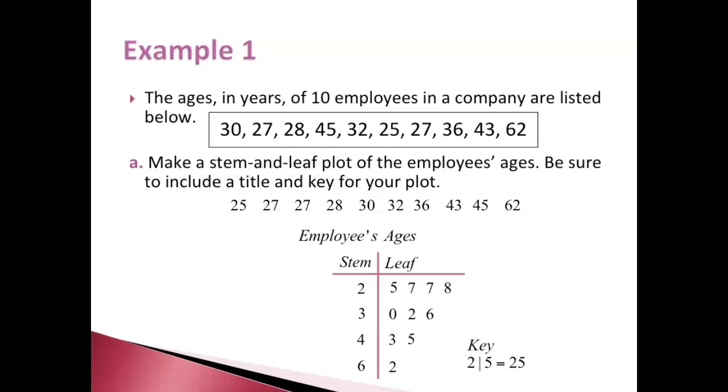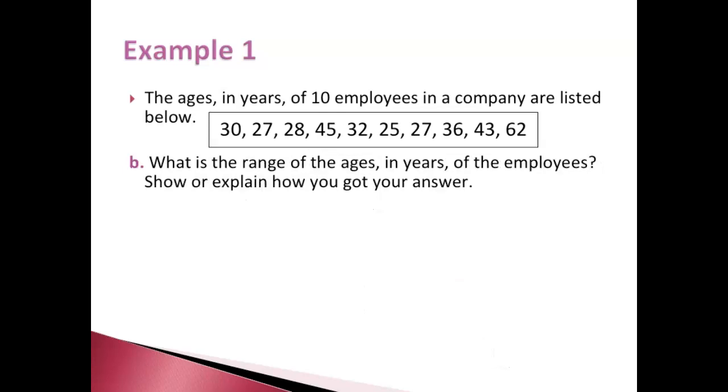All right, part B. What is the range of the ages and years of the employees? Show or explain how you got your answer. Remember with these open response questions, anytime it says show or explain how you got your answer, you either want to show your work or you'll have to explain. So if you already have to do work and you have to write that out, that's fine. You can just use that as how you got your answer.